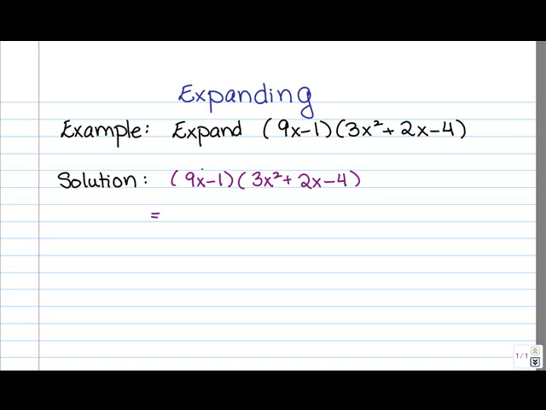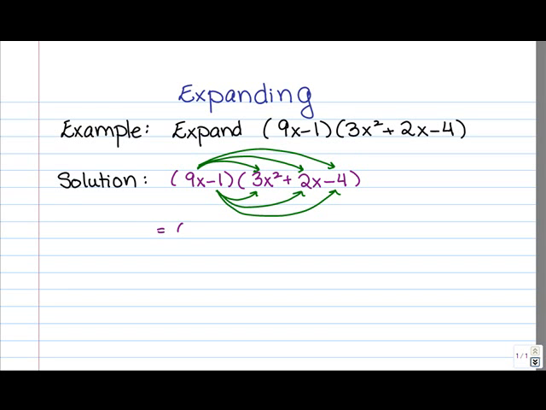So in other words, we have to make sure that we multiply the 9x times the 3x squared, the 9x times the 2x, and the 9x times the negative 4. We also have to make sure we multiply the negative 1 times the 3x squared, the negative 1 times the 2x, and the negative 1 times the negative 4. So let's go ahead and actually do this.